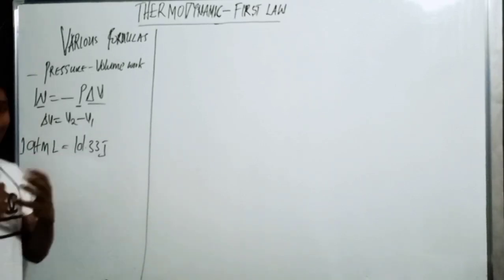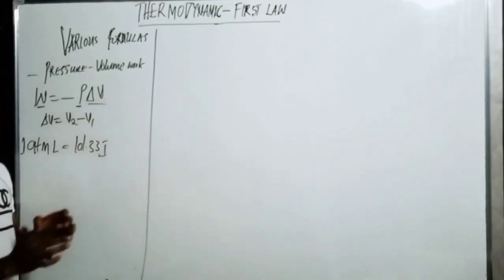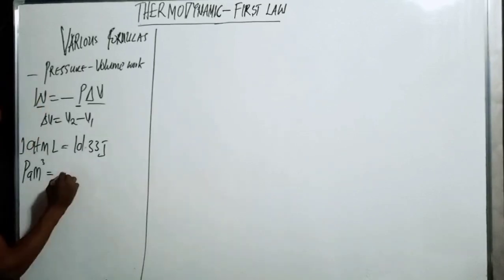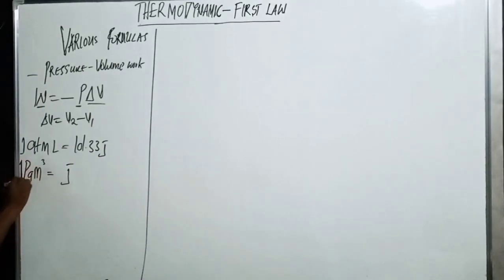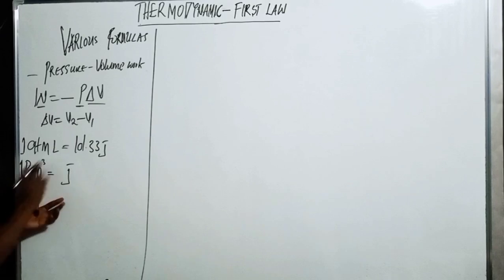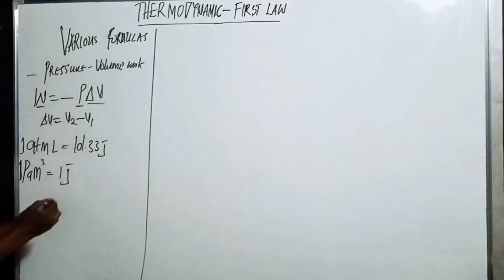Now, in some questions, pressure will be given in pascal and volume in meter cubed. Pascal meter cubed is also joules. So when the pressure is in pascal and the volume is in meter cubed, you are going to have pascal meter cubed, and 1 pascal meter cubed is equal to 1 joule. You have to pay close attention to this.